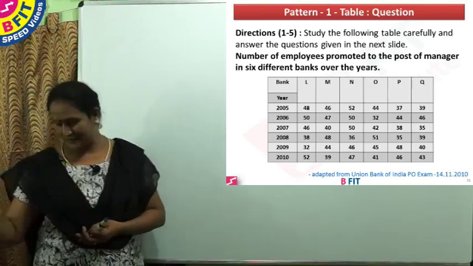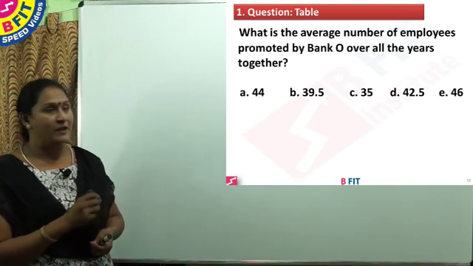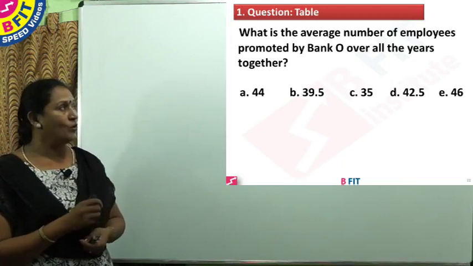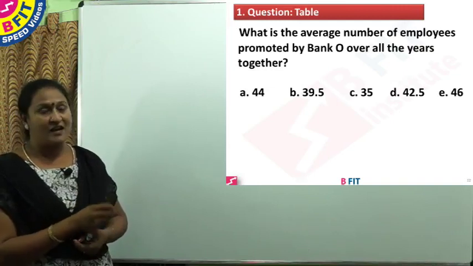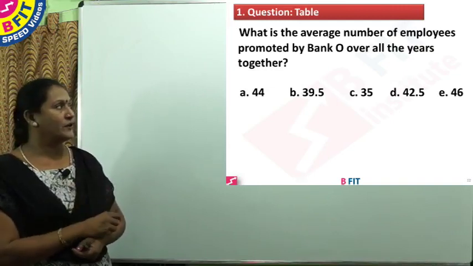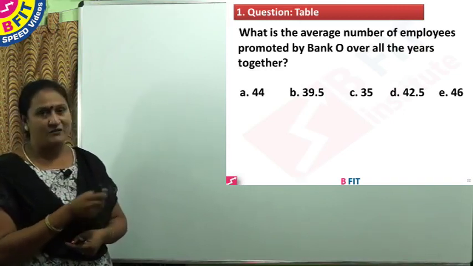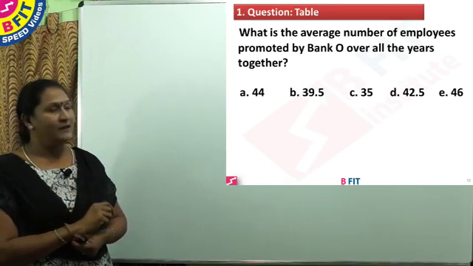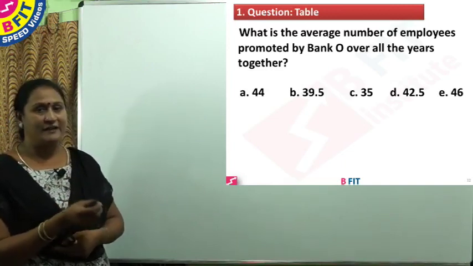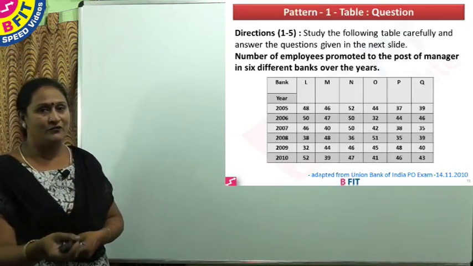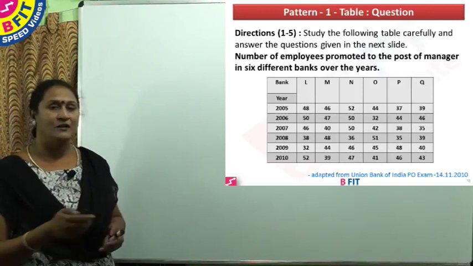So we'll see the first question. Question 1: what is the average number of employees promoted by Bank O over all the years together? So what is the question asked? We are asked to find the average number of employees promoted by Bank O. For this Bank O, over all the years, we have to see all the data, add and divide by the number of years, because average is asked. You have the data before you, so please pause the video for a few seconds and find the answer. Then later we'll see the working.